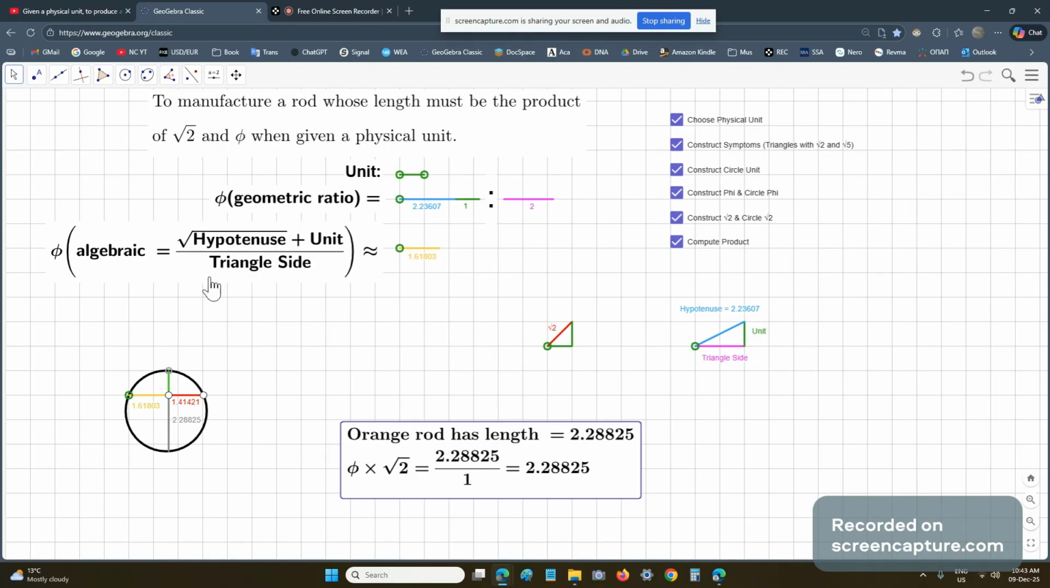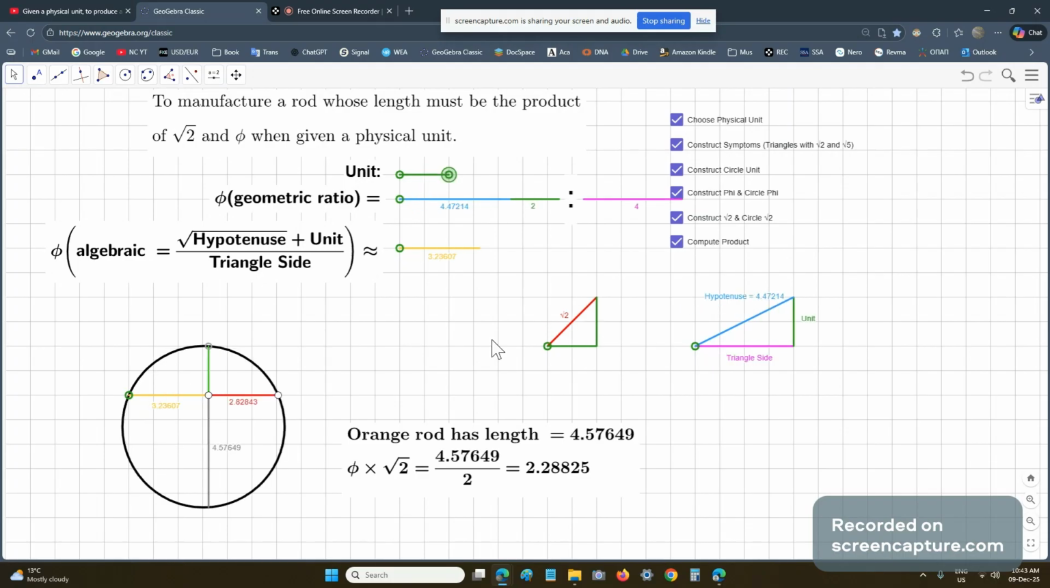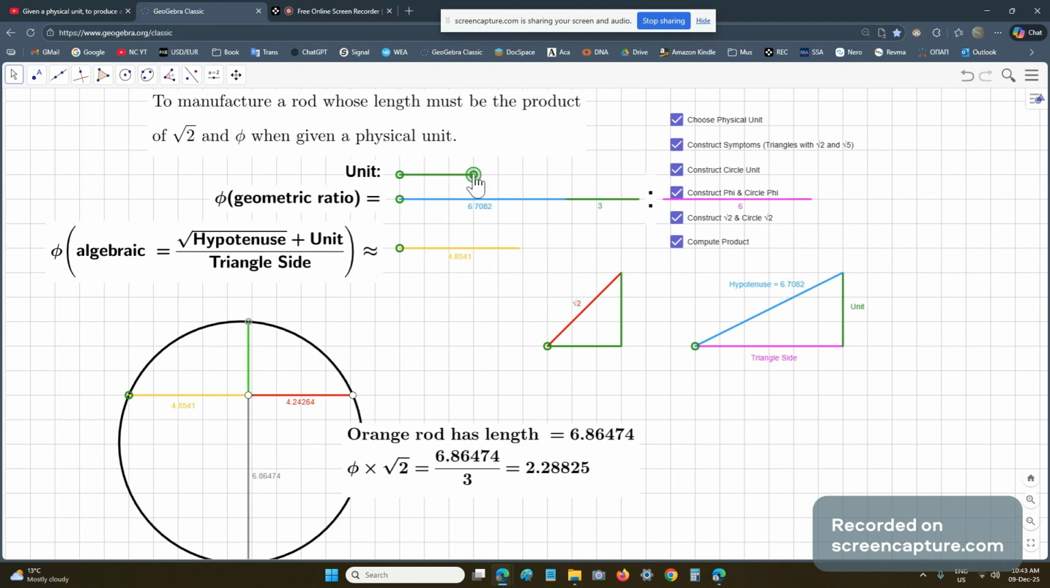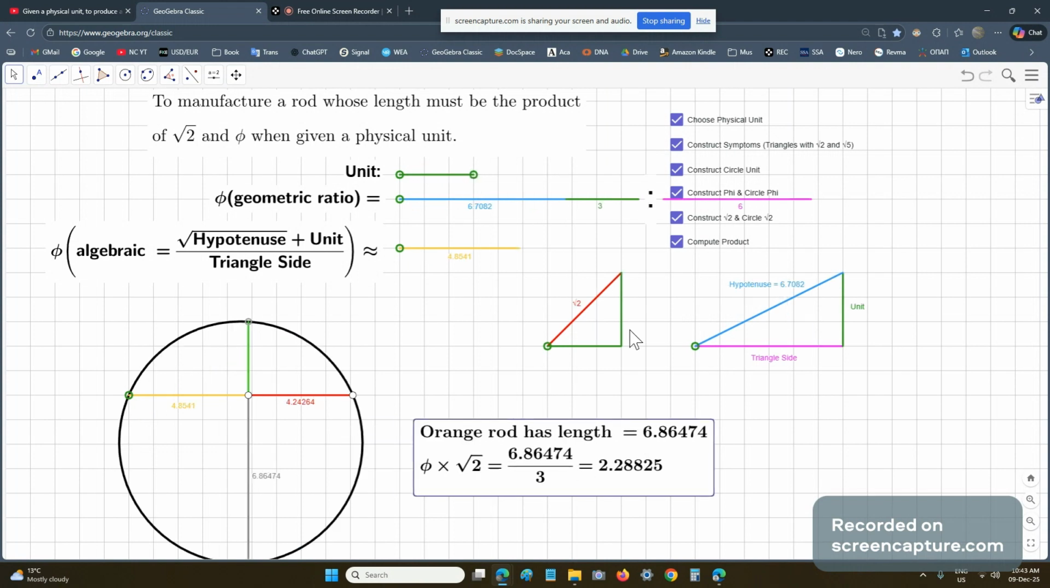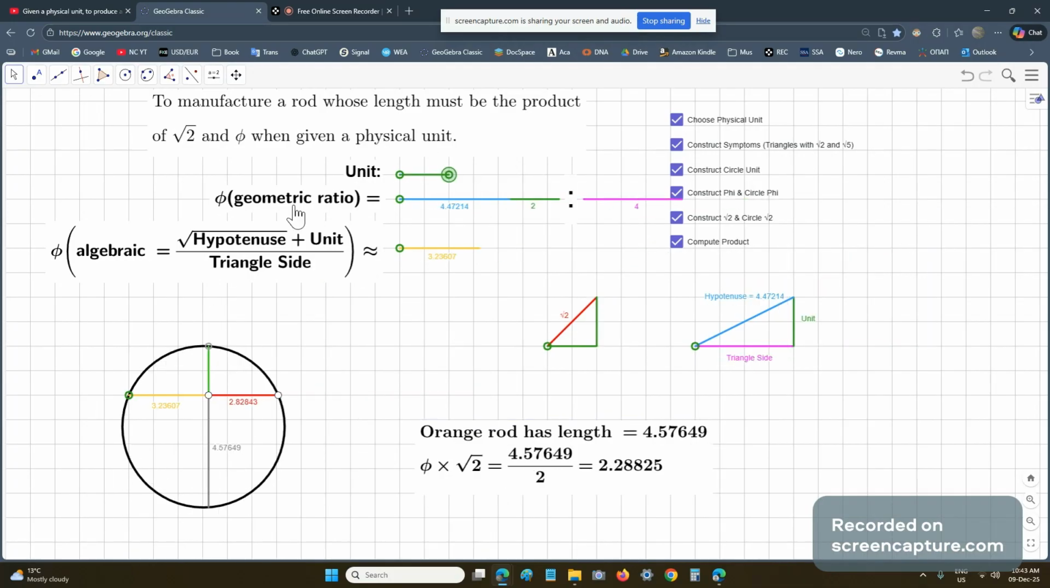Now remember, this part here is algebraic, this part here is geometric. And we get this value here from trying to measure this antecedent part of this ratio with its consequent 2. It doesn't matter which one you get. Notice this will always be 2.28825. It doesn't matter what unit you use, as long as you use the geometric ratio.